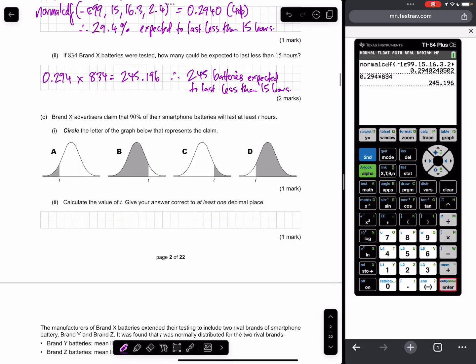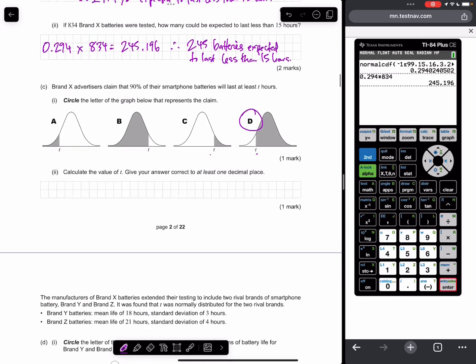Brand X advertisers claim that 90% of their phone batteries will last at least T hours. Circle the letter of the graph below that represents the claim. At least means greater than or equal to. So the only greater than or equal to's are C and D, but we want 90%, which is the majority of it, which is going to be D.